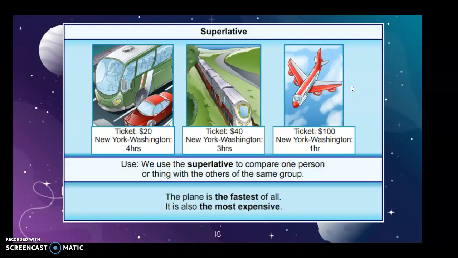Well, also you know that when we are comparing three things, minimum, or yes, three or more things, we are going to use the superlative form of the adjectives. Here the examples are, well, the plane is the fastest of all, and it is also the most expensive. As you know, it's the same thing, but instead of adding er, we add est, and instead of more, we add most, and we need the article, the, to form the superlative form of the adjectives.